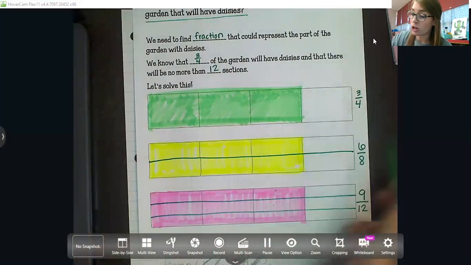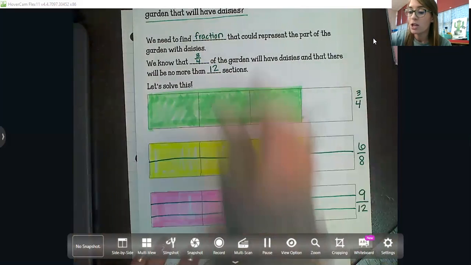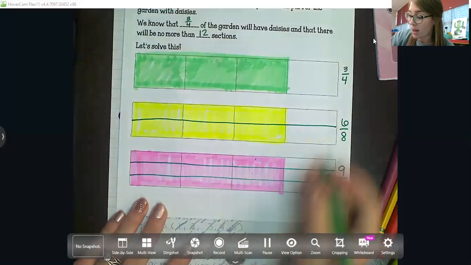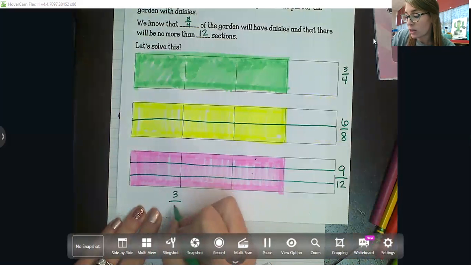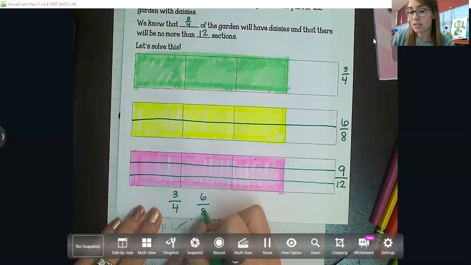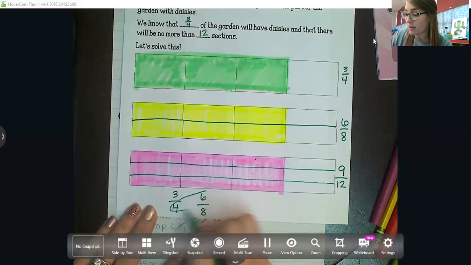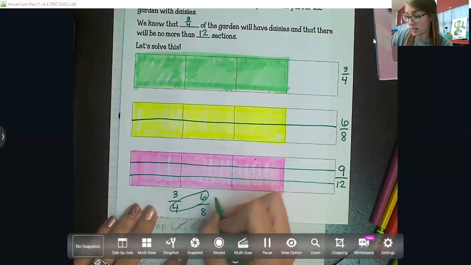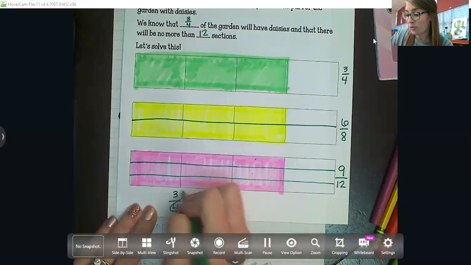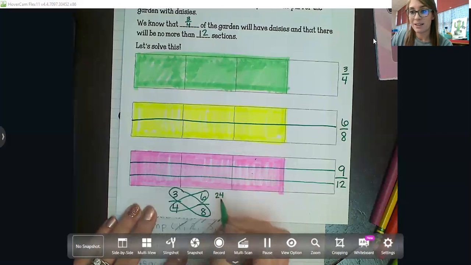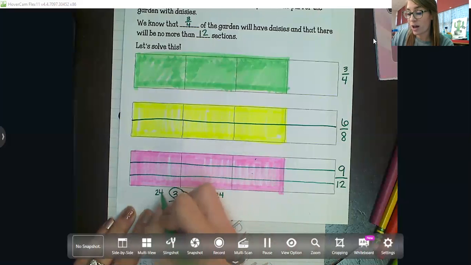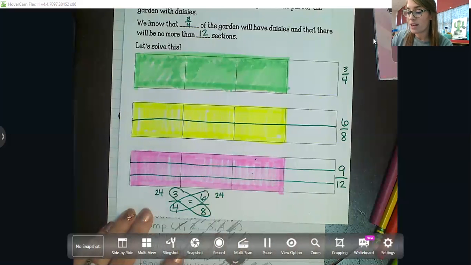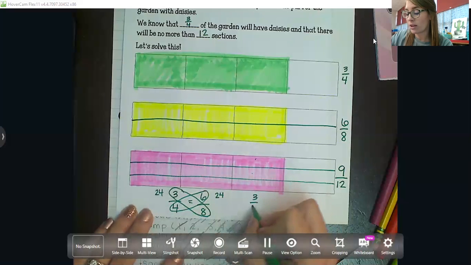If you want to make sure and check that those are equivalent, we can always use our butterfly method as well. We could say 3/4, 6/8. 6 times 4 is 24. And then 3 times 8 is, very good, 24 as well. So those are equal. And then we could do the same thing with 3/4 and 9/12.